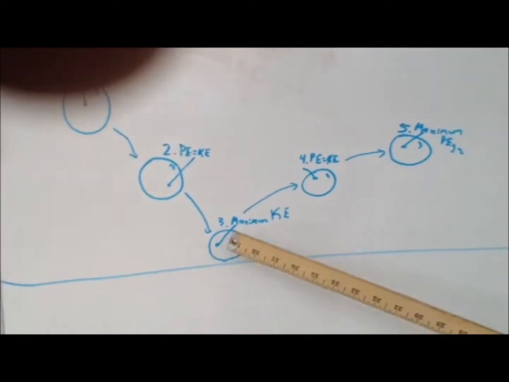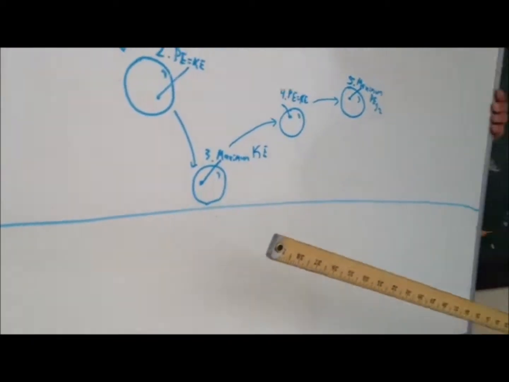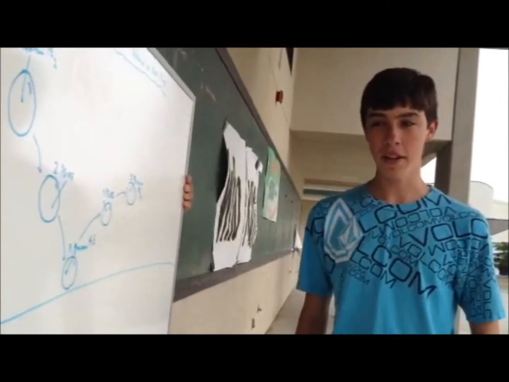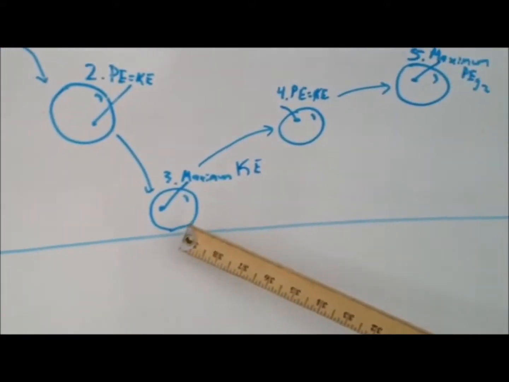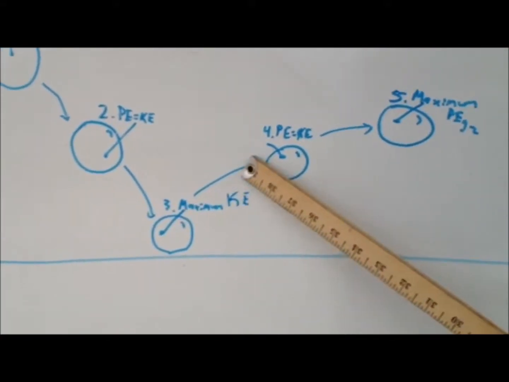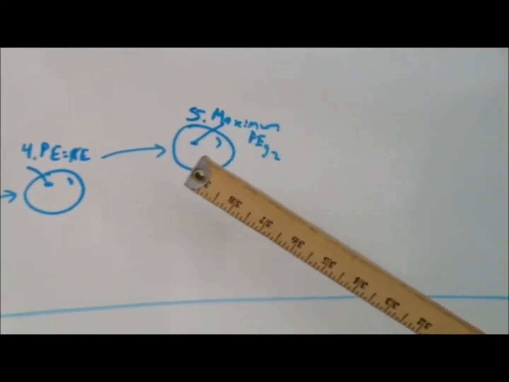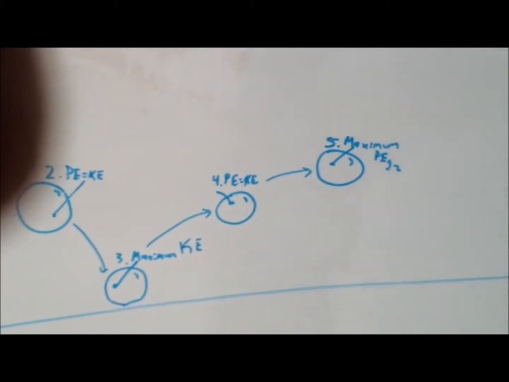And then when you get to the bottom, a point just before it touches the ping pong table, you have maximum kinetic energy and 0 potential energy. And then it bounces and the kinetic energy starts decreasing and its potential energy increases till they're equal again, and then finally you reach at the maximum height another maximum potential energy and start the process over again.